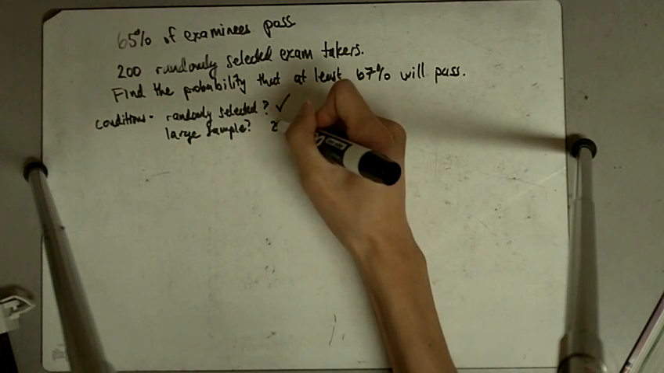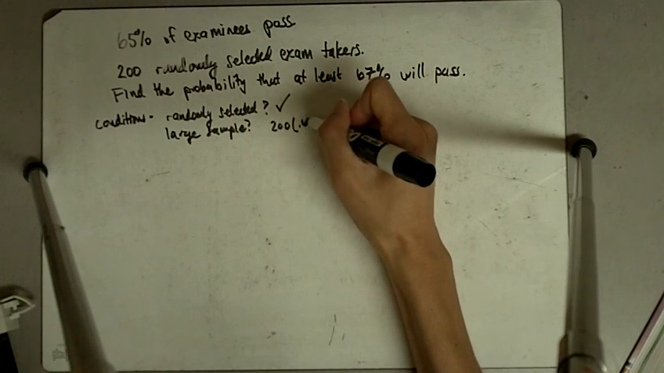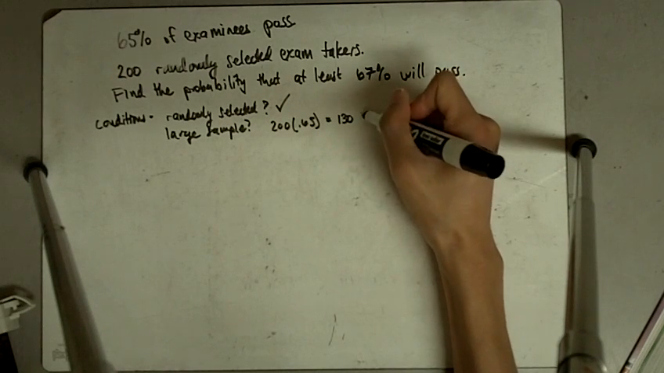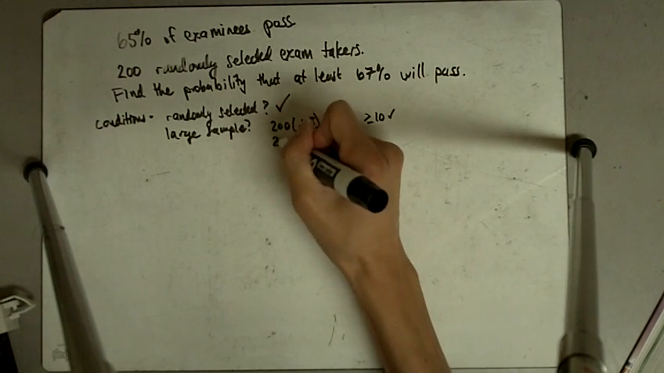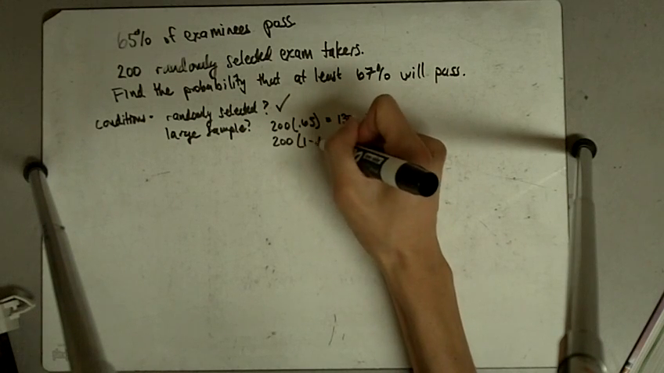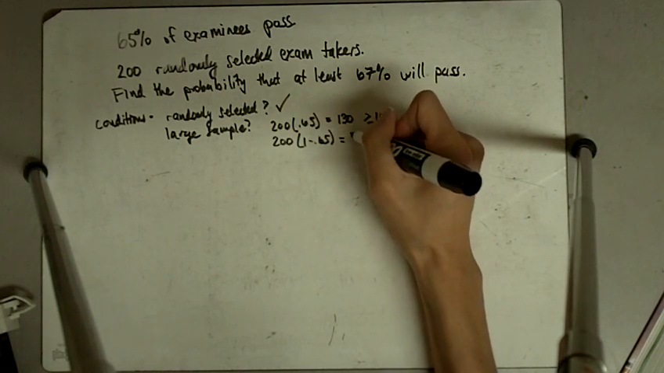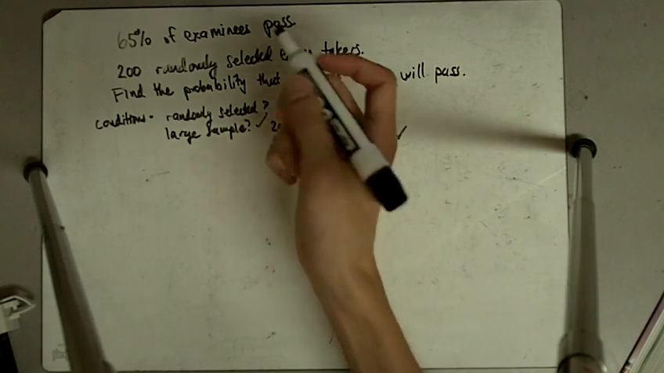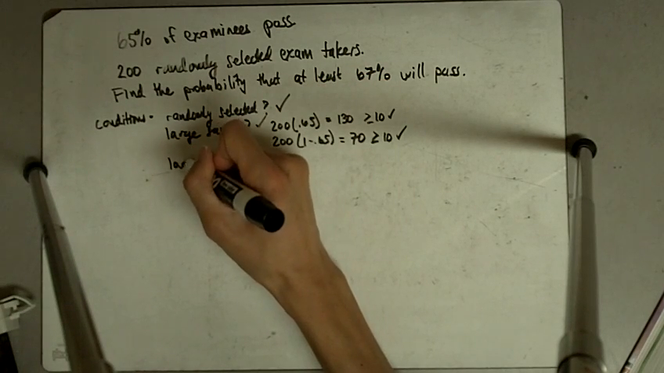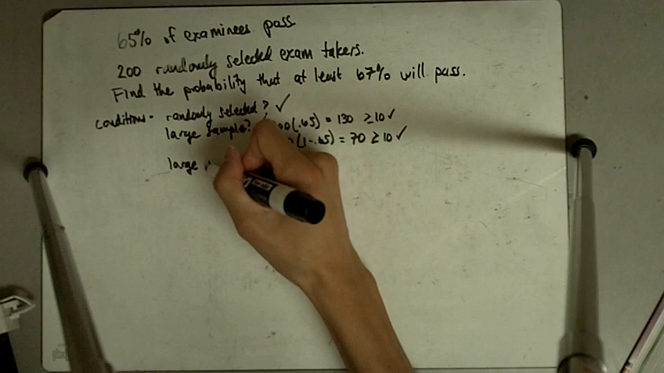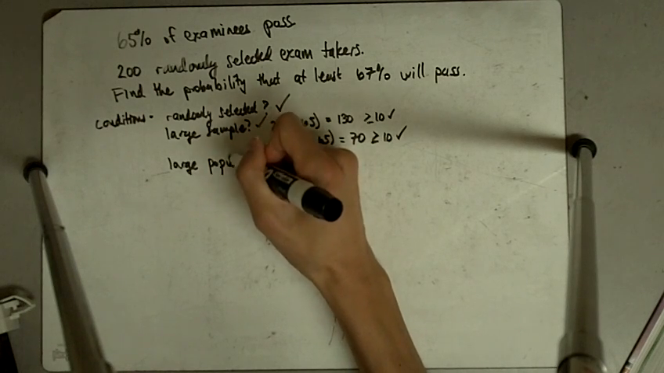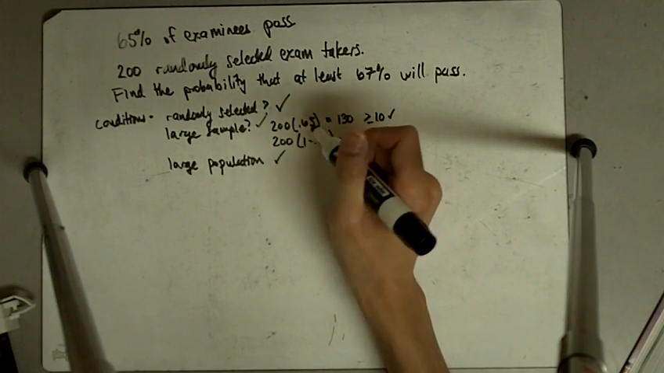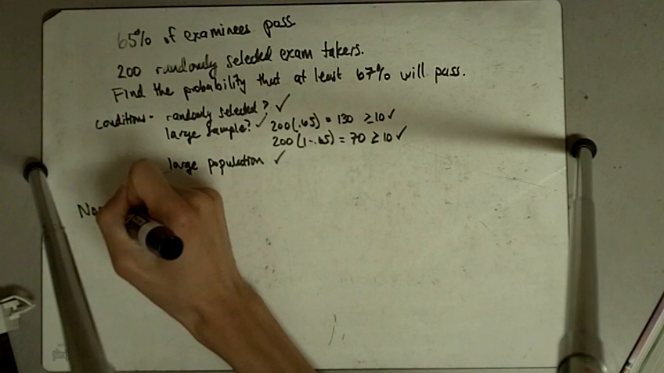We do 200 times our p, which is 0.65, n times p, and that gives me 130. That's bigger than 10, which is good. And I do 200 times 1 minus 0.65, which is 0.35, and that gives me 70, also bigger than 10. So our sample is large. Is 200 more than 10% of all exam takers? No, it's not more than 10% of all exam takers, so that one checks out. So we've got a normal model.